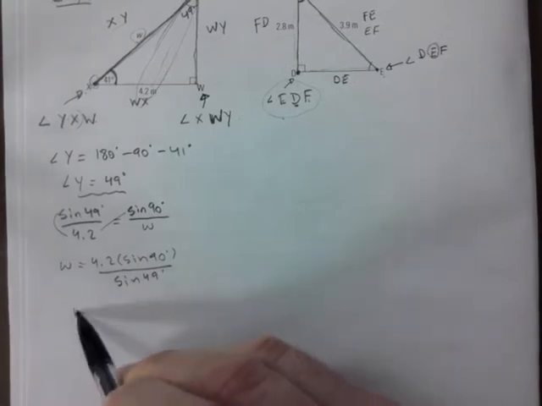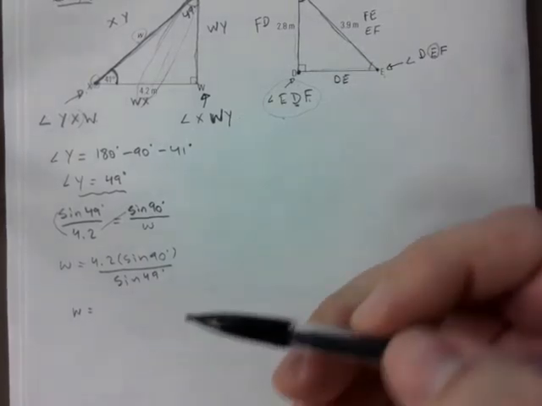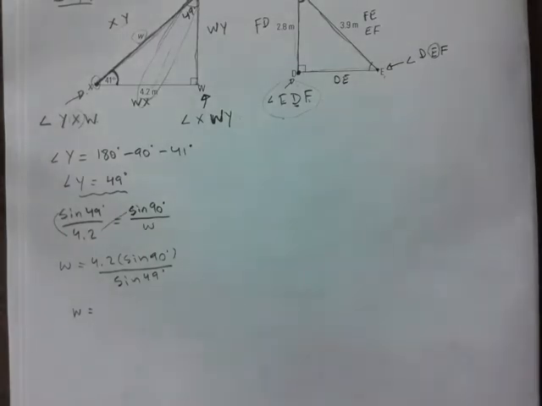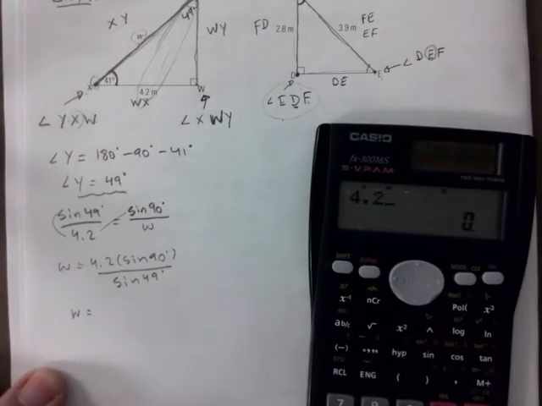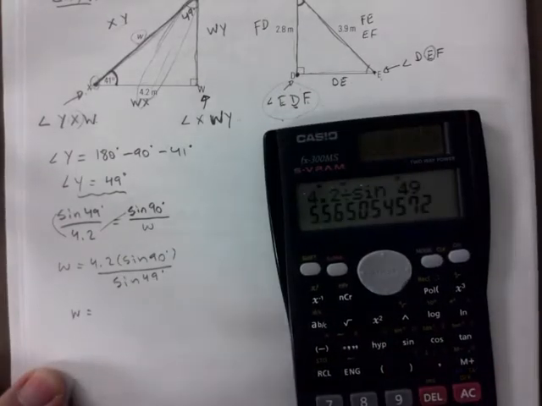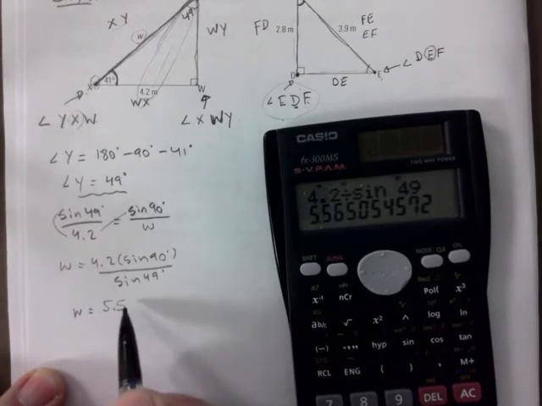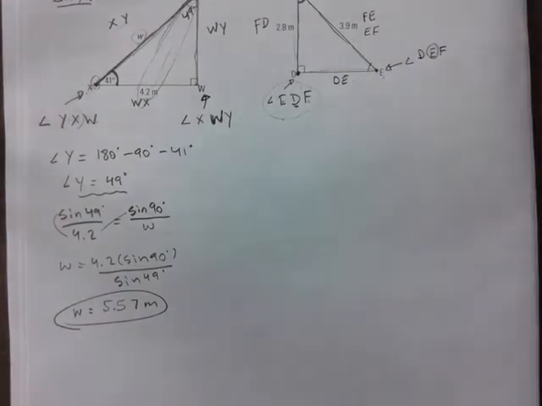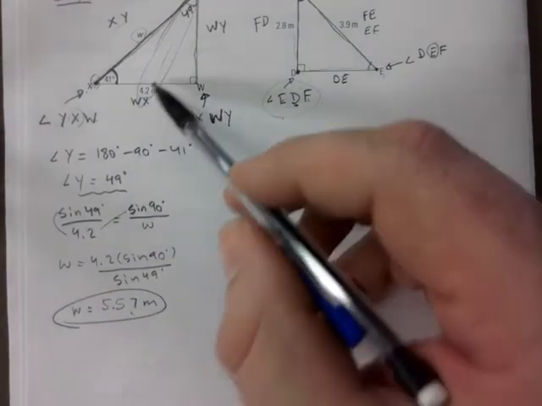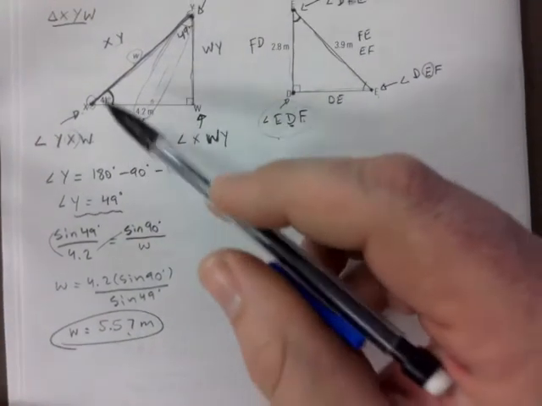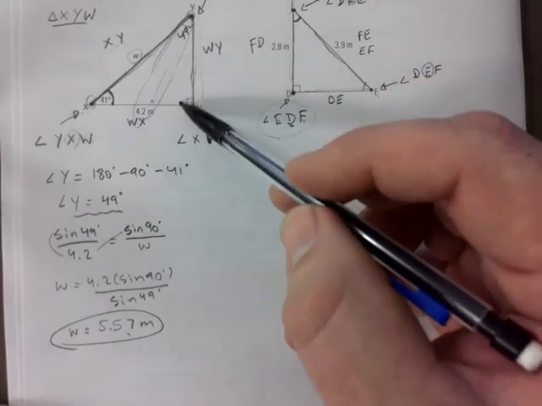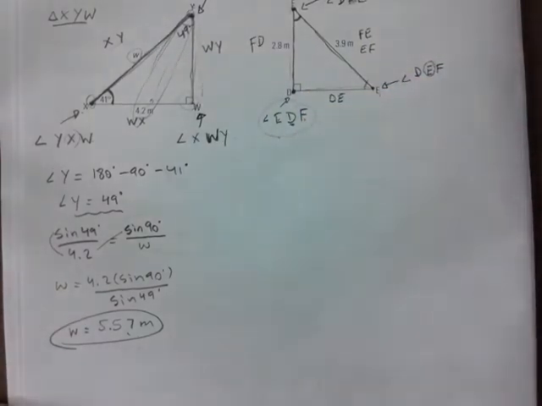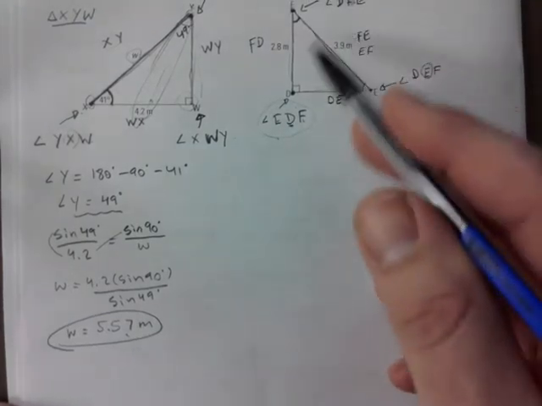Anybody remember what sine of 90 is? It's 1. So it's basically 4.2 divided by sine of 49. I need my calculator. 5.57, right? And we are in meters. Now that you have two sides, you have this side and this side, you can use Pythagorean theorem to solve for this one if you wanted to, because it's a right triangle. Okay, that's that.